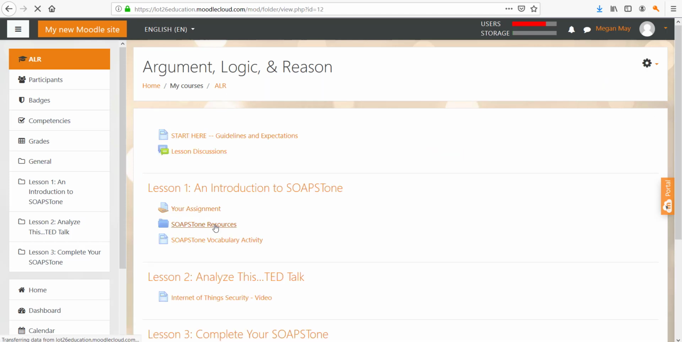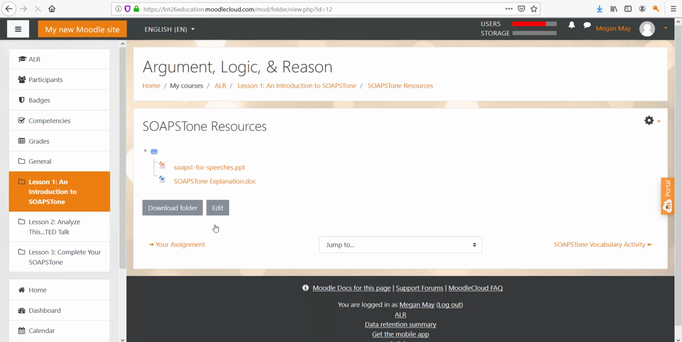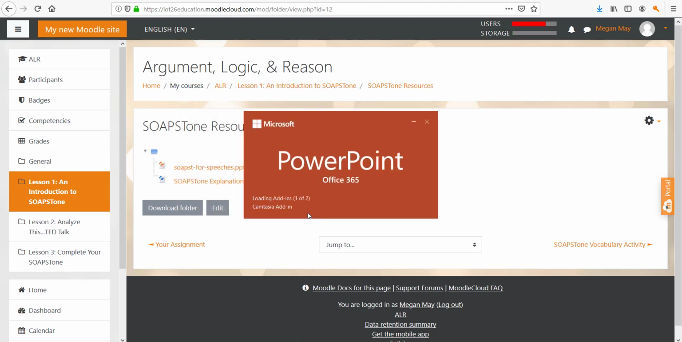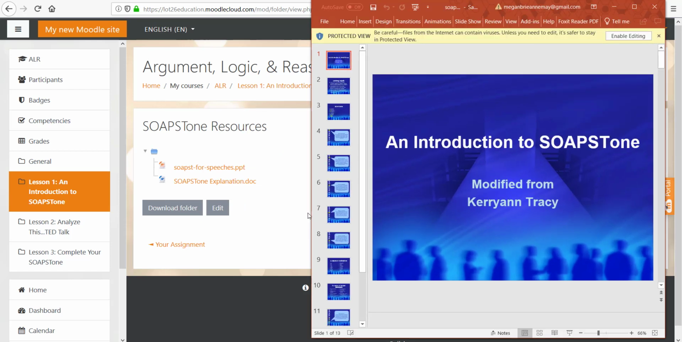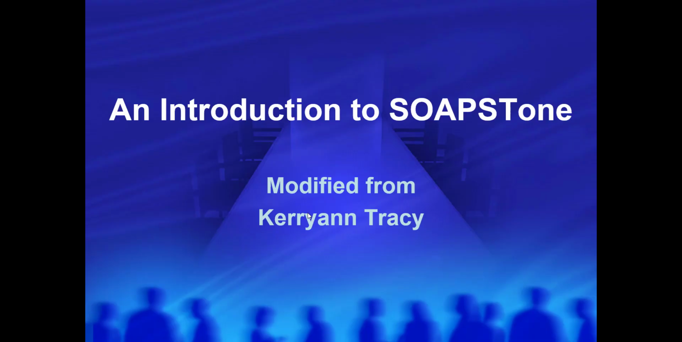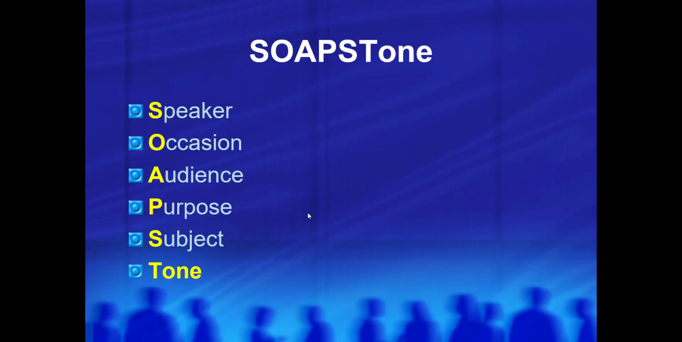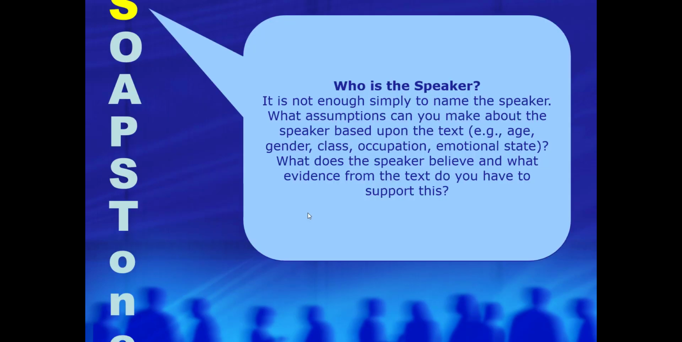Under Soapstone resources, you have a PowerPoint to view. View that PowerPoint. You can do it by downloading it, opening it, and then when you open it, I recommend pressing the F5 button on your keyboard for full screen, and then going through that. This goes through the Soapstone graphic organizer and explains what each section is all about.